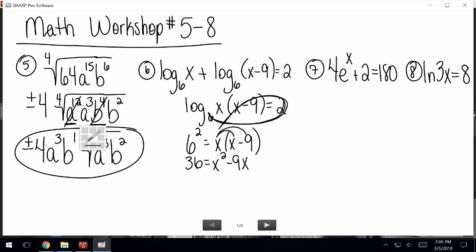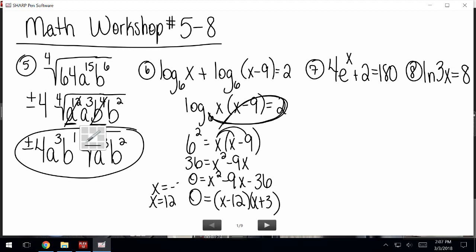Alright, since you have an exponent of 2, you're going to move that 36 over so that you can factor. Alright, let's see. Factors of 36 would be 3 and 12, right? 3 and 12. Alright, so that'd be negative 12 and positive 3. And then you split them up, and so you'd have x equals 12 and negative 3.